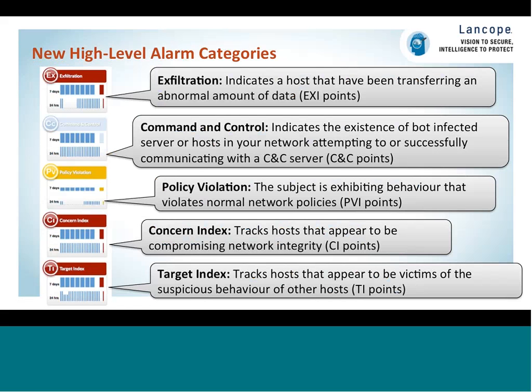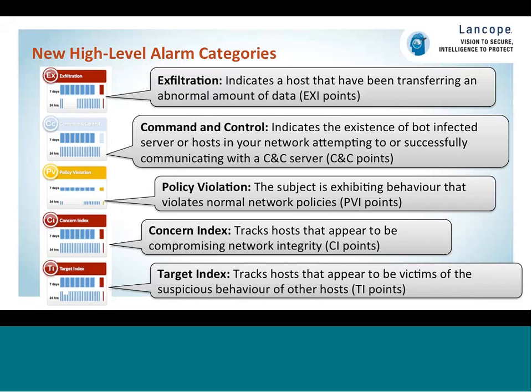I mentioned we have right now 5 high-level alarm categories, and we're going to try to expand them later. The top one is exfiltration. This indicates a host that has been transferring an abnormal amount of data, and that's based off of something called EXI, or exfiltration index points. And we have command and control, which indicates the existence of a bot-infected server or host inside of your network. This alarm is generated by command and control points. Generally speaking, this means they are communicating with known command and control servers, and we'll get an alarm accordingly.